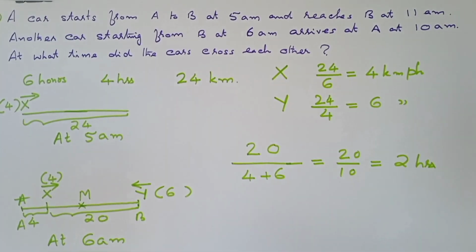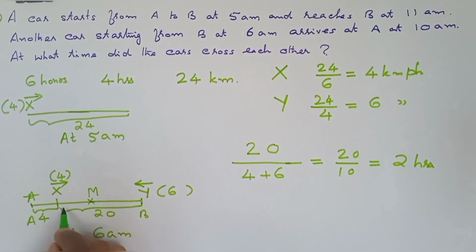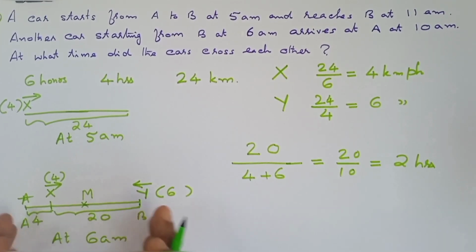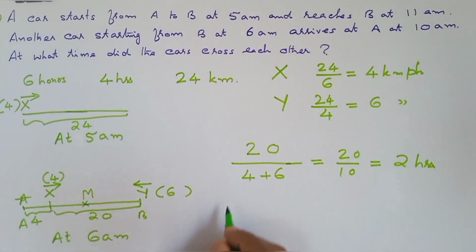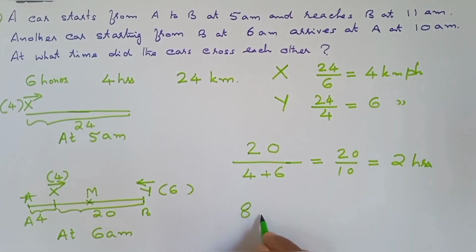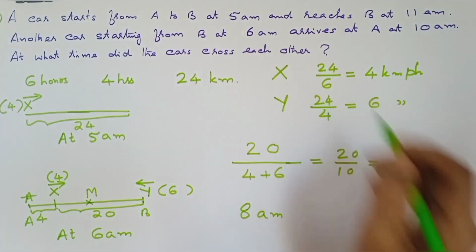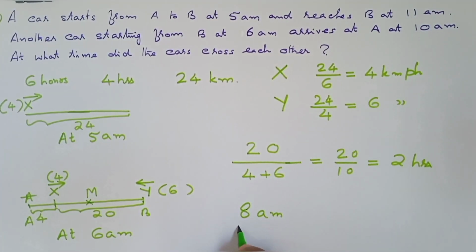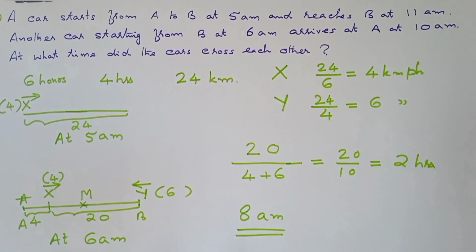And this 2 hours you count not from 5 o'clock, but from 6 o'clock, because at that position only the cars are moving towards each other, starting at the same time, which is 6 a.m. So the cars will be meeting or crossing each other at 8 a.m., which means 6 a.m. plus 2 hours. That's 8 a.m. This is the time after which they cross each other. So we have covered the concept of relative speed and also one problem based on that concept.